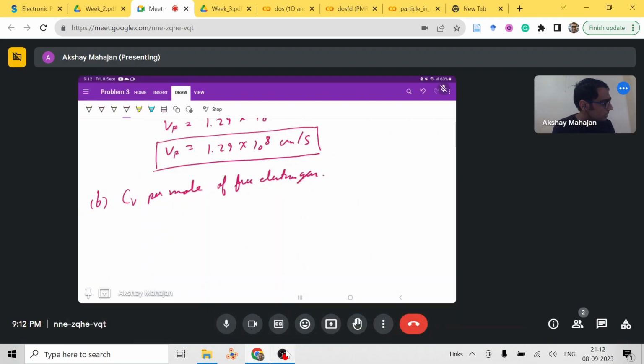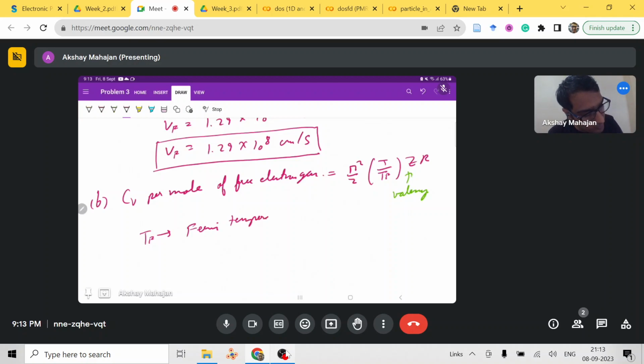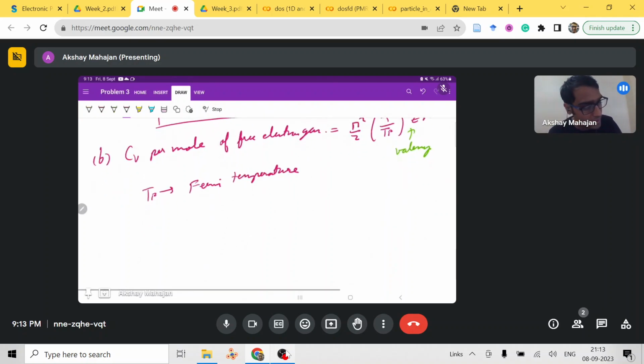So we know CV per mole of free electron gas. If you see the lecture notes, this formula is given: pi square by 2 times T by TF times Z times R, where Z is the valency, and TF is our Fermi temperature. We know that TF is given by epsilon F upon KB.